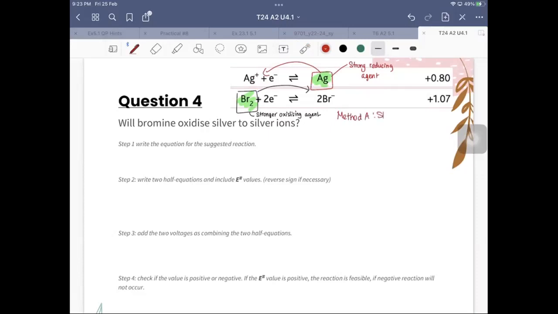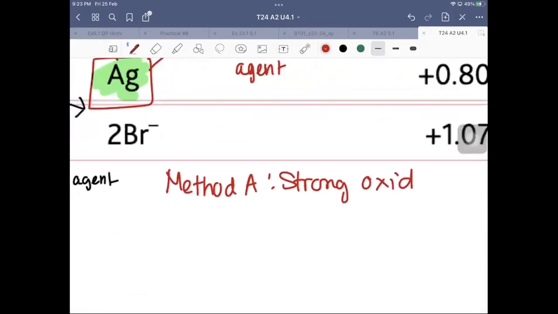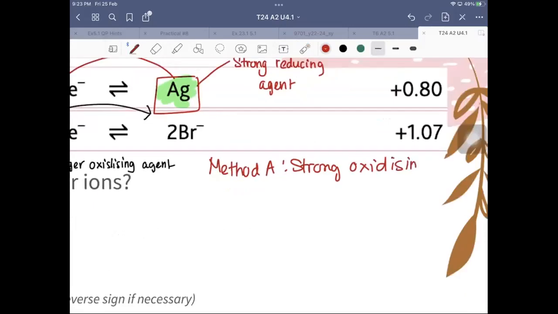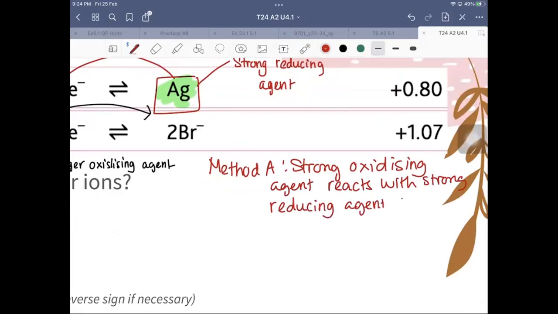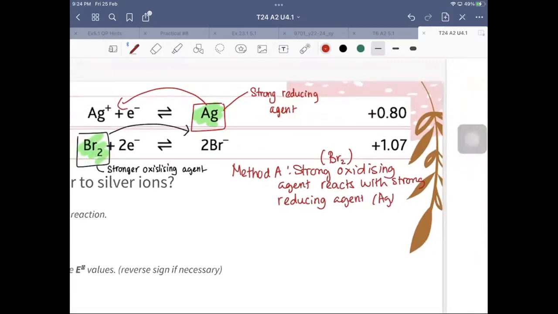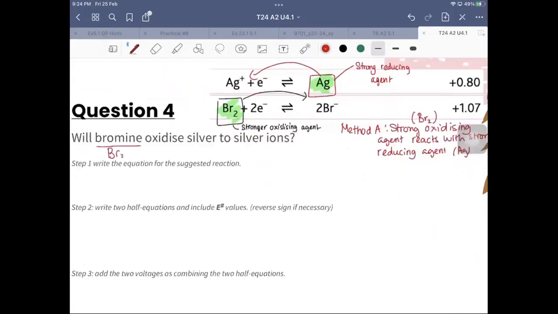Okay, a strong oxidizing agent reacts with a strong reducing agent, which is silver, and the oxidizing agent is bromine. So you have to understand the question. When it says bromine, you must identify the correct species of bromine. Bromine means Br2. Br minus is called a bromide. So please be careful, okay?